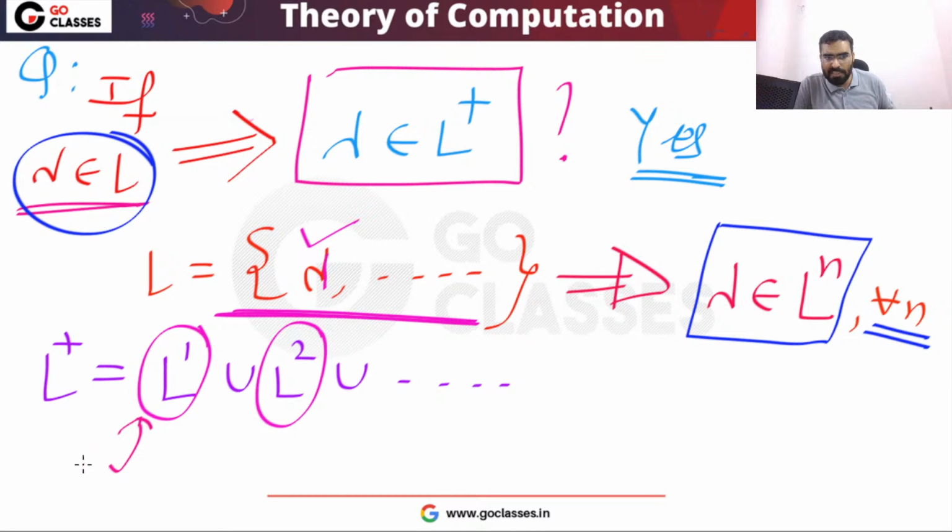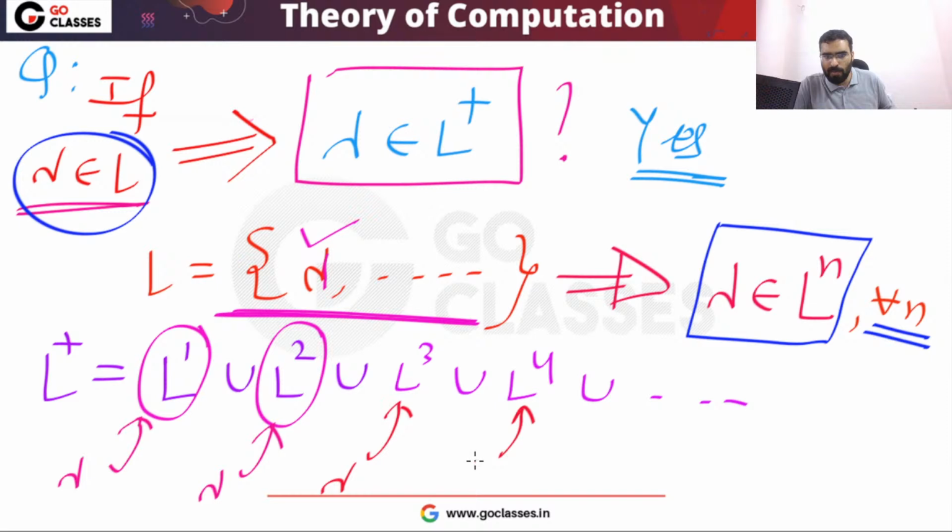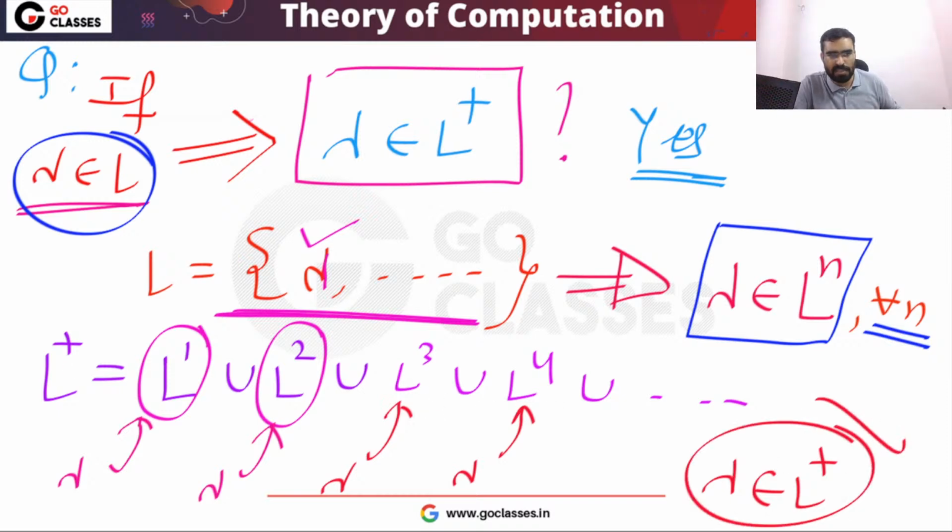Whatever you take, the empty string will belong. If you take L power 3, L power 4, the empty string will belong to all of them: to L cube, to L power 4. So finally I can say that the empty string will belong to L plus also. Very simple. Is this clear?